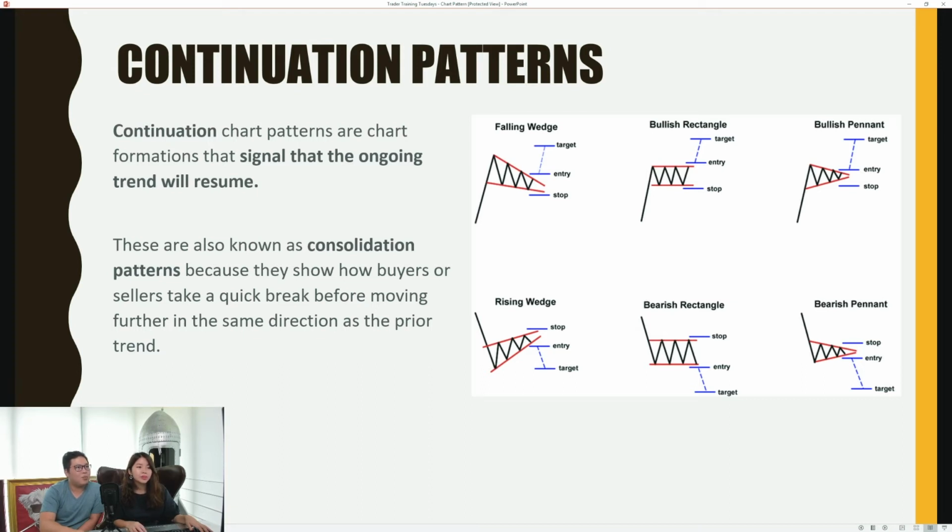Bullish rectangle, it will rise. Yes, bullish pennant, it will also rise. Why can't they just call it a bullish wedge? Why does it have to be a falling wedge? Okay, rising wedge is the opposite. Bearish rectangle is also the opposite. And bearish pennant is the opposite. See, really, only the rising and falling is the one that's a bit messy with the names.